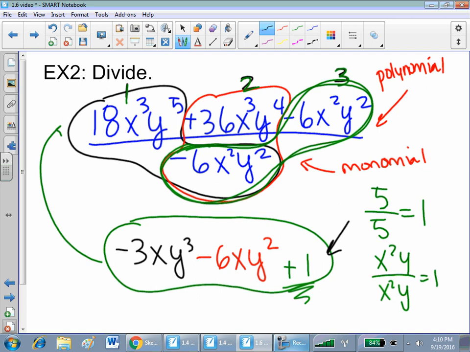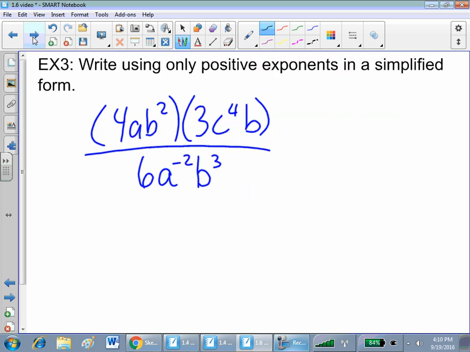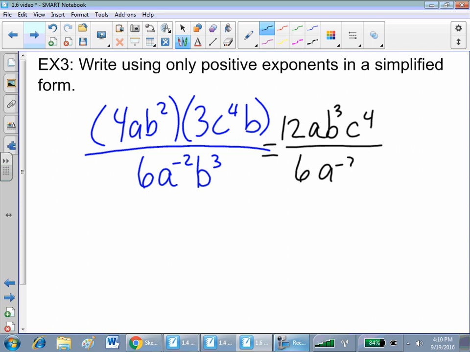Okay, we're going to do one more example together. This example is a lot like ones we've done before, a little bit more complicated maybe. So what I notice is on the top, I have a bunch of things being multiplied and they're kind of separated by parentheses. So I'm just going to multiply them all together to make it a little easier for me. So 4 times 3 is 12. A, I can't multiply with anything, so I'm going to keep the A there. B squared and B is B to the third. And then the C I can't multiply with anything, so I'm just going to put it back there. And then the bottom I'll just rewrite because there's nothing to multiply on the bottom.